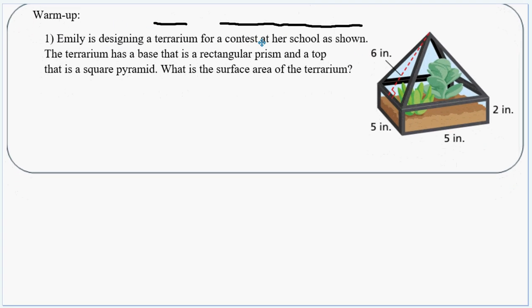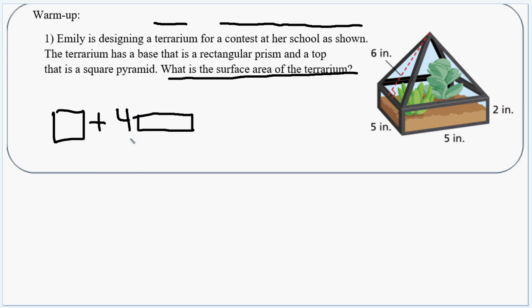Emily is designing a terrarium for a contest at school as shown. The terrarium has a base that is a rectangular prism, the top that is a square pyramid. What is our surface area? So if we look at this shape, the bottom is going to be a square. And then we have 4 sides, and each side will be a rectangle. And then on the top, we've got 4 triangles.